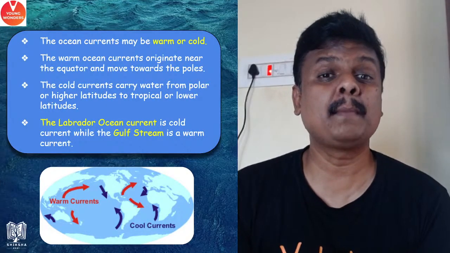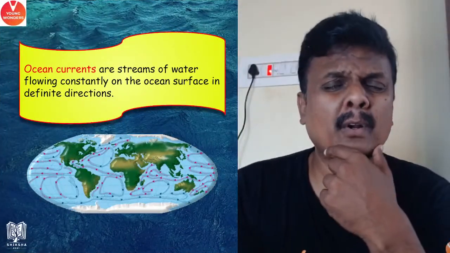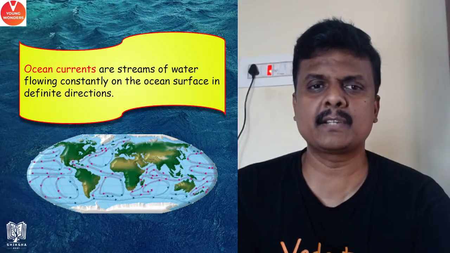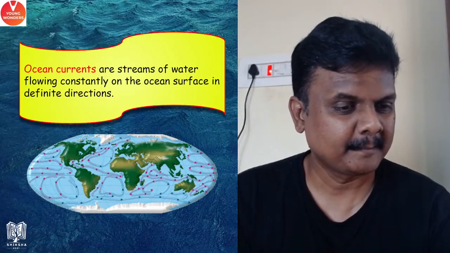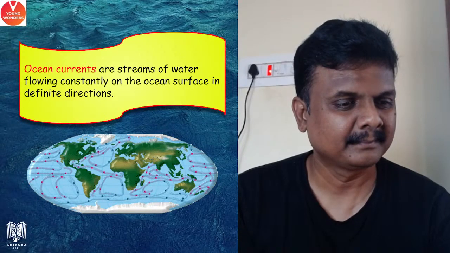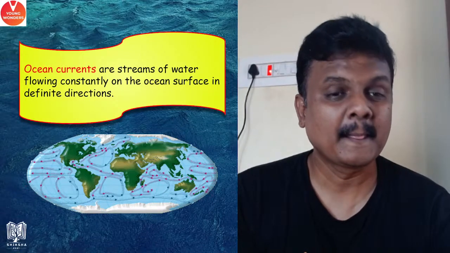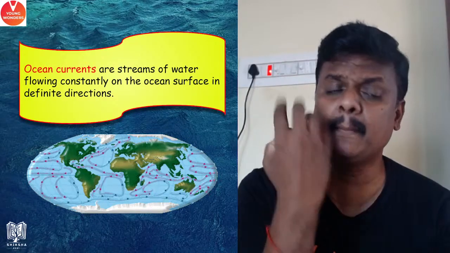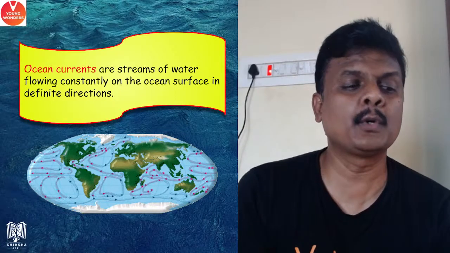So the ocean currents can be warm or cold. Guys, help me understand this. Ocean currents can be warm or cold means what? How can water be warm, water be cold? Can someone answer? I don't want you to look at your book. Answer whatever you feel like. Come on. How can water be warm or cold? The ocean currents, how can they be warm or cold?